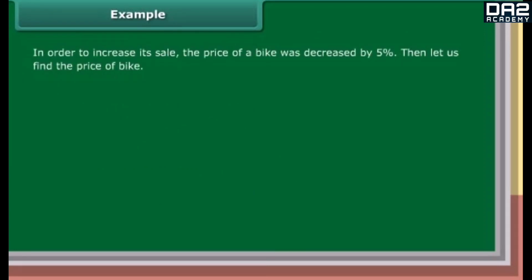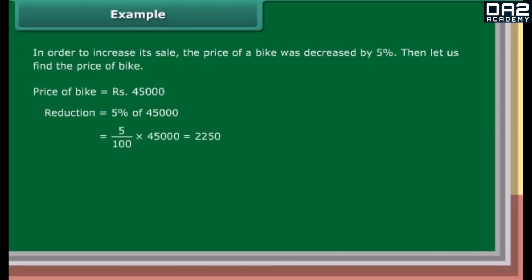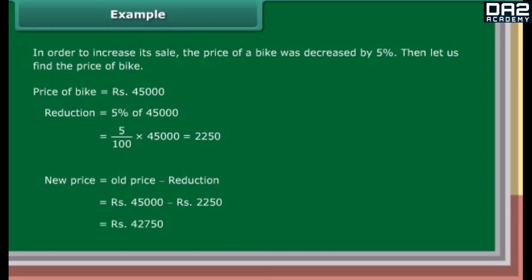In order to increase its sale, the price of a bike was decreased by 5%. Then let us find the price of the bike now. Price of bike is equal to rupees 45,000. Reduction is equal to 5% of 45,000, which is equal to 5 upon 100 into 45,000, which is equal to 2,250. New price is equal to old price minus reduction, which is equal to rupees 45,000 minus rupees 2,250, which is equal to rupees 42,750.